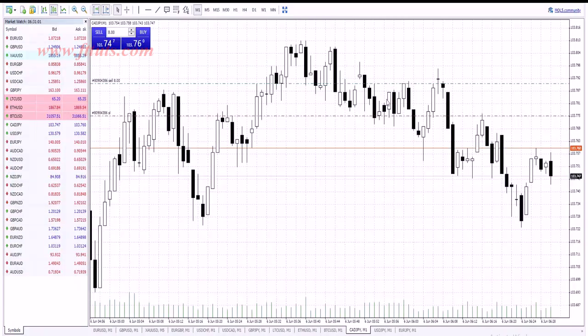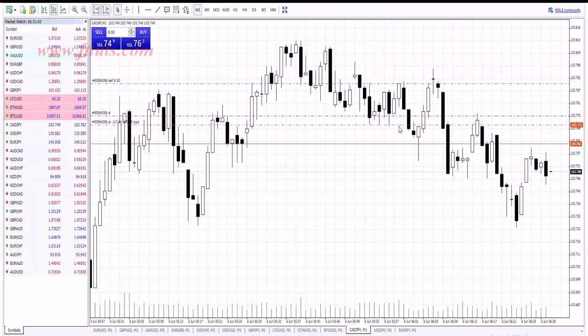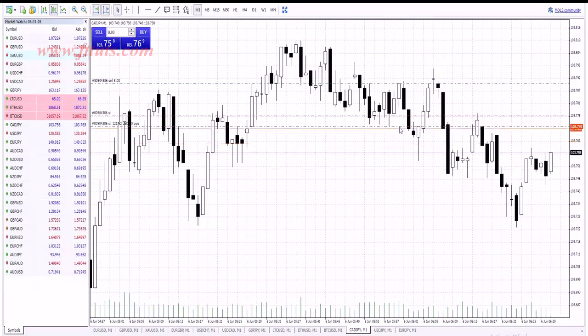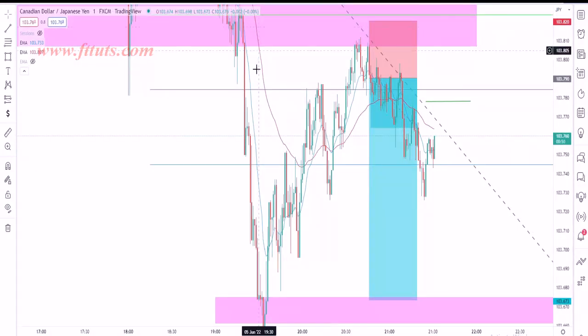So I'm gonna snuggle this stop loss. Boom. Okay, and we're out of the trade right there. So that's good. We're out of the trade.